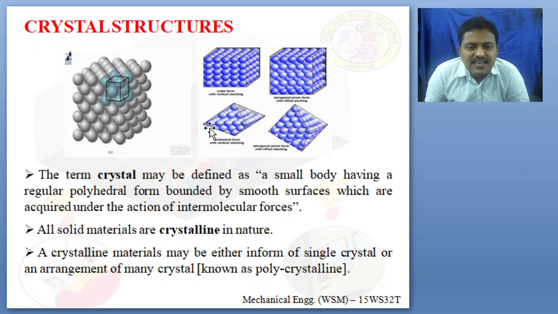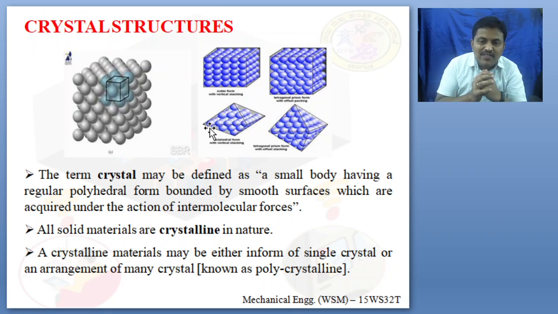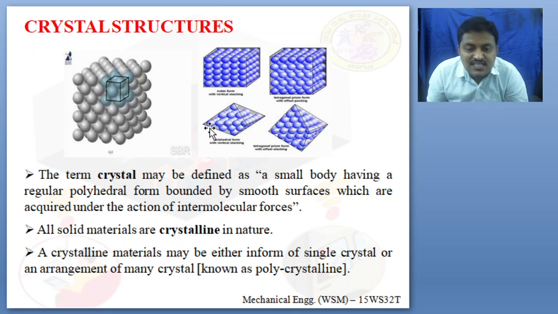Next, a crystalline material may be either in the form of a single crystal or an arrangement of many crystals. Crystalline material can be in the form of a single crystal, a number of atoms in a single crystal arrangement, or an arrangement of many crystals. When we combine a number of crystals, we call it polycrystals. Polycrystal means more than one.